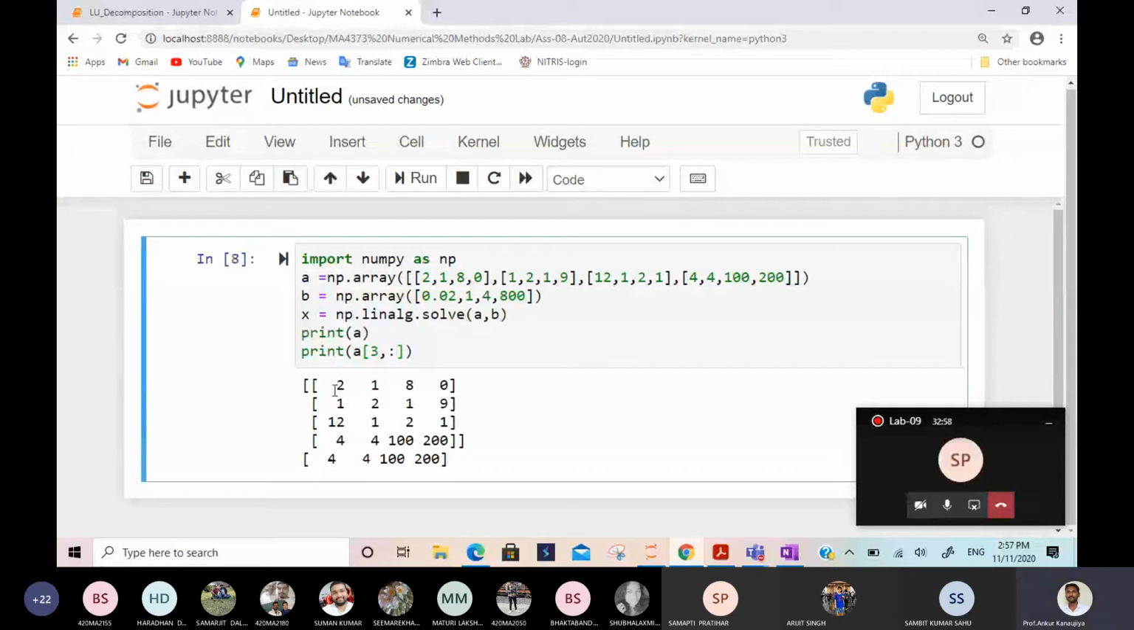Like third row means here the fourth row. If I write 3, that means it is 4, because the counting starts from 0. So this is the 0 row, first row, second row, this is the third row. 4 400 200.